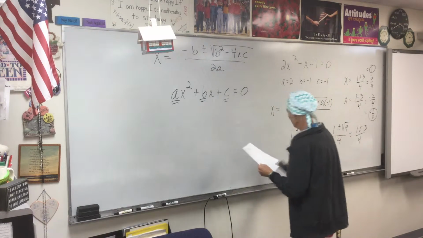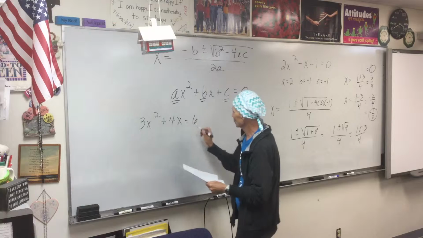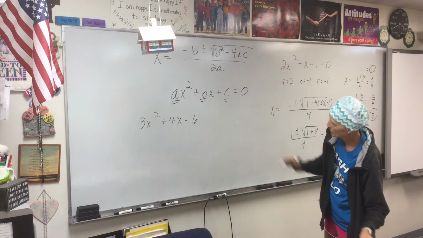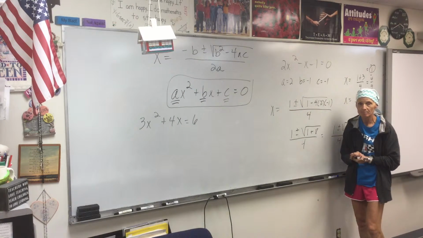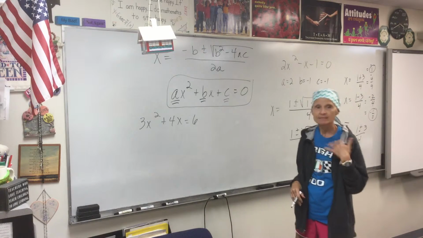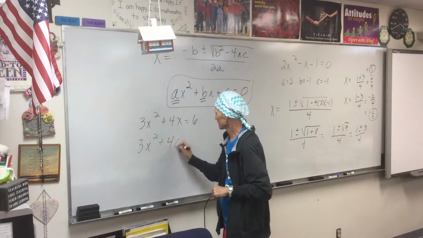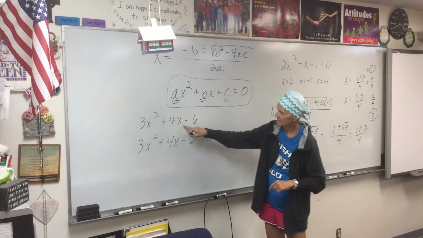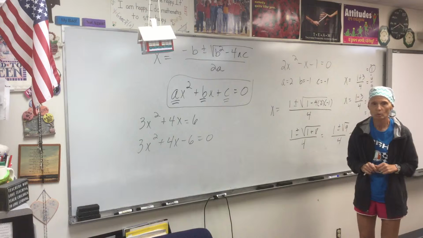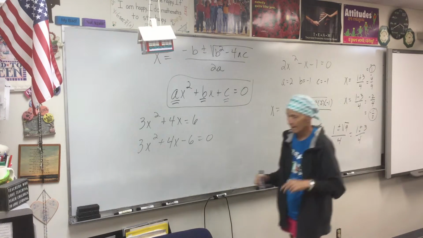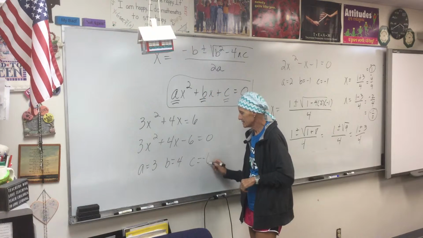All right, number 2. Let's see if I can do it right here. Now this one isn't quite ready to solve. Can you see what's wrong with it? Remember, to use the quadratic formula, your equation has to look like that. What's different about this one? It doesn't equal 0. So step 1 is going to be make it equal 0. So you're going to minus 6 from both sides and pull that 6 over to the other side. So now it equals 0. So what's A? A is 3. B is 4. And C is negative 6.